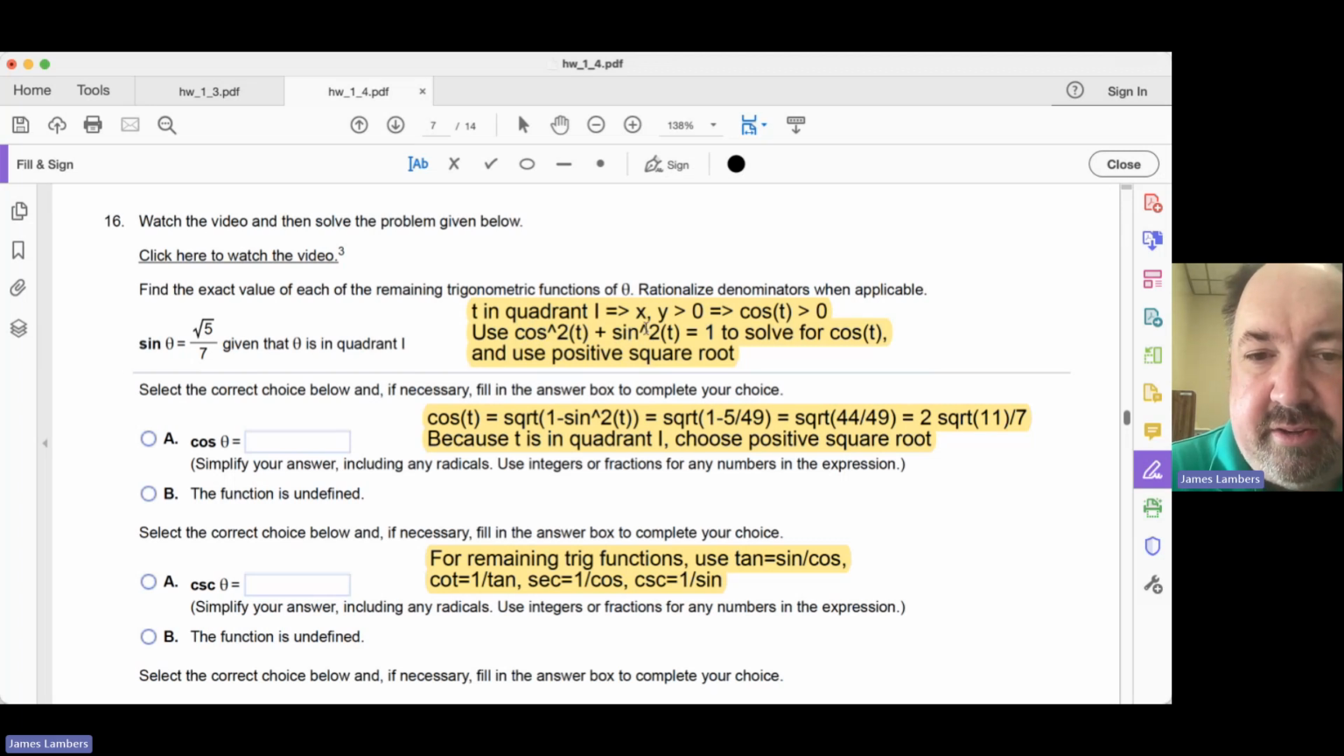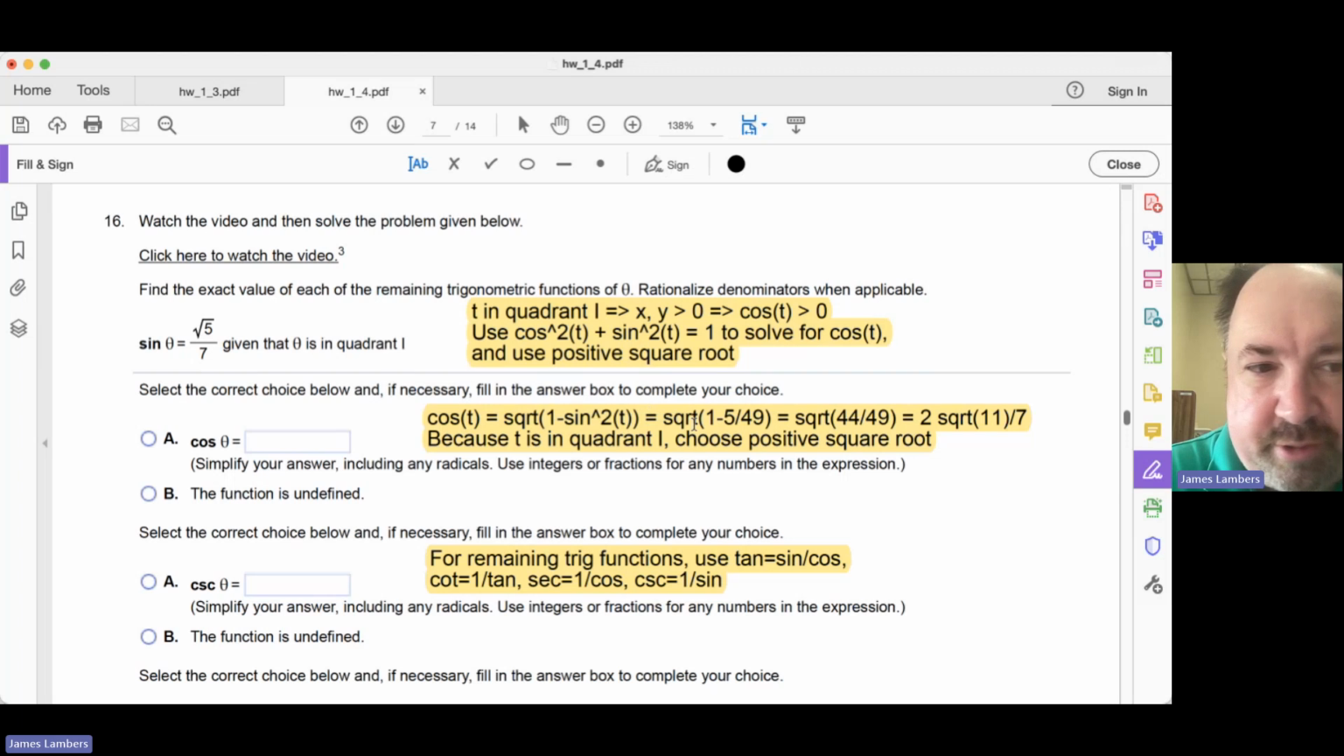Now you can rearrange this identity to solve for cosine, and this is a very, very important identity to know. Cosine of t is equal to square root of 1 minus sine squared t. Now, the problem with this equation is you don't necessarily know if you're supposed to choose a positive or negative square root. In this case, we do know that because we're told we're in quadrant 1, so x is positive, therefore cosine is positive. In this case, therefore, we choose a positive square root.